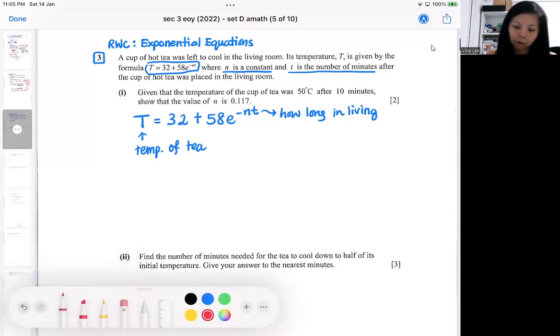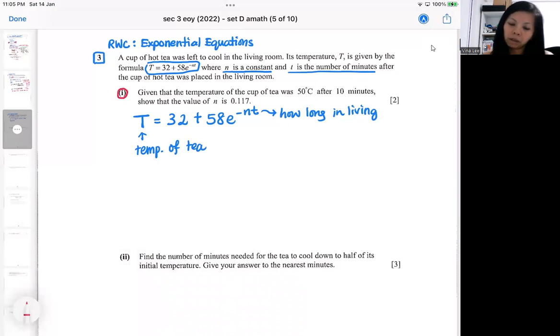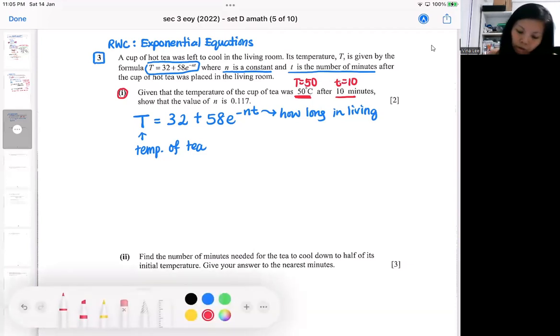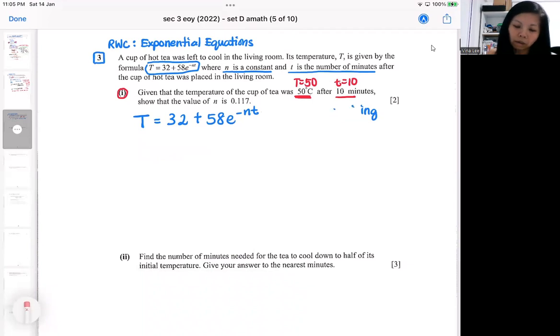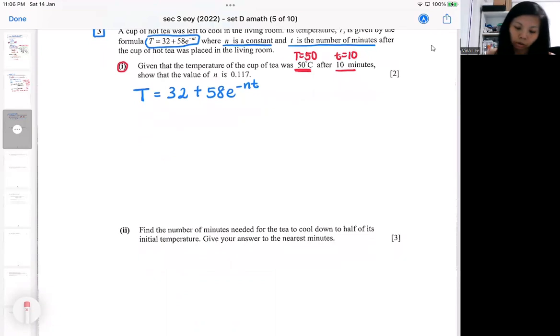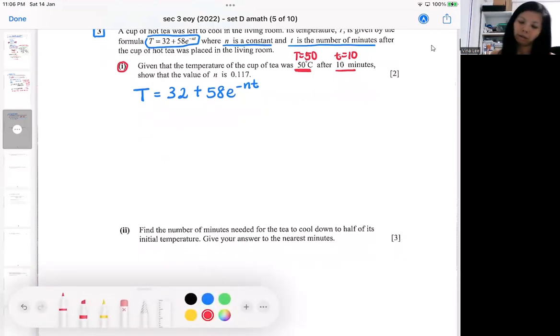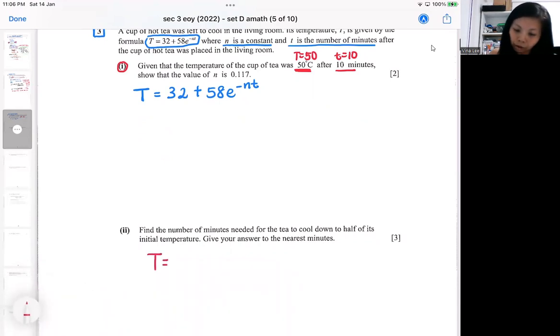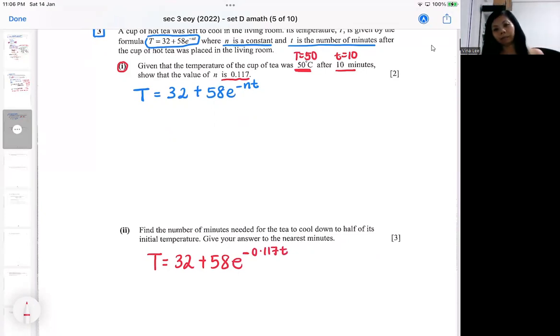You need to understand this. Otherwise, even the first part, you will get stuck. So they say that the temperature of the cup of tea becomes 50 after 10 minutes. That should be your understanding. The purpose of giving you this piece of information is so that you can find the constant. A constant essentially means it won't change. If you are stuck on this part and don't know how to get the N, you can carry on using the N. If you don't know how to get the N, you just throw it back into the equation and use the equation.